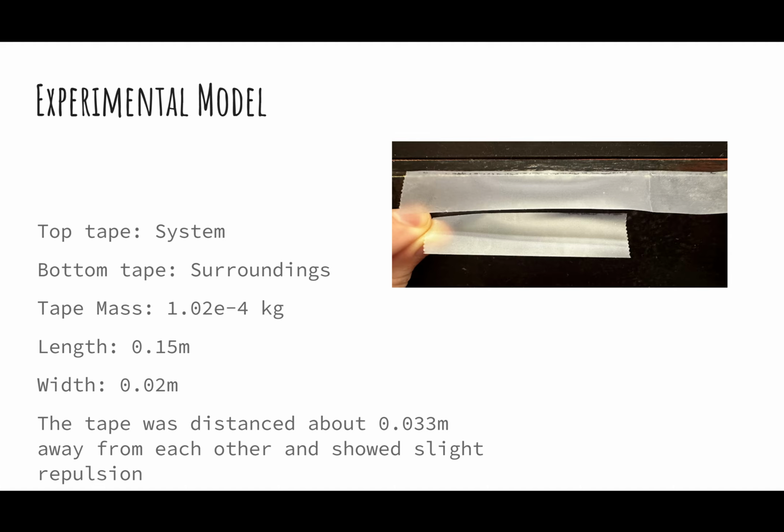So in the model, the top tape was treated as a system, while the bottom tape acted as the surroundings. The tape had a mass of about 1.02 times 10 to the negative 4 kilograms, with a length of 0.15 meters and a width of 0.02 meters. So when we placed the two pieces of tape about 0.033 meters apart, they showed a slight repulsion, confirming that each carried charge.